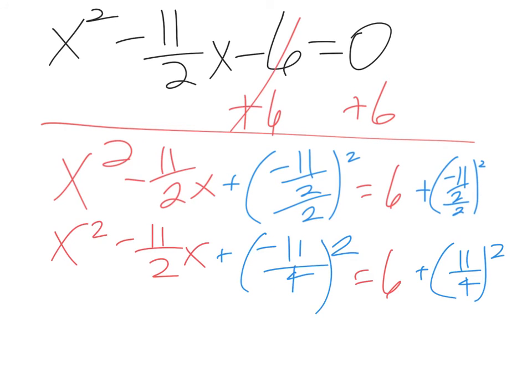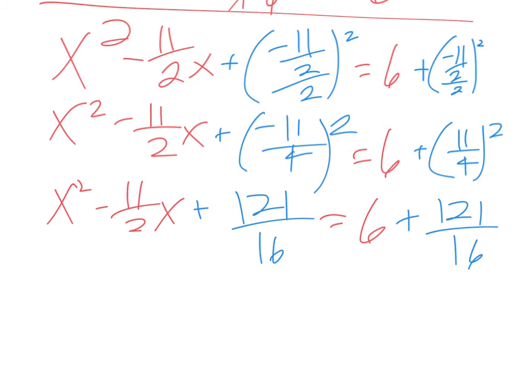So now to square it, you can use the calculator again or just square the top number and square the bottom number individually. 11 squared is 121, 4 squared is 16, and then when you square a negative, it turns into positive. So I'm going to add in plus 121 over 16 to both sides.